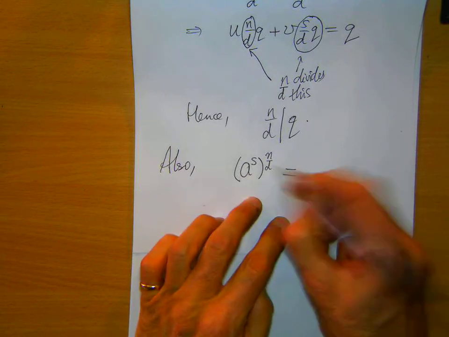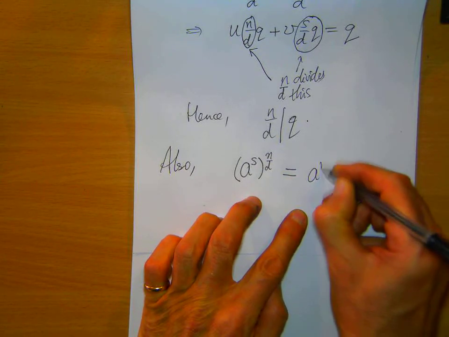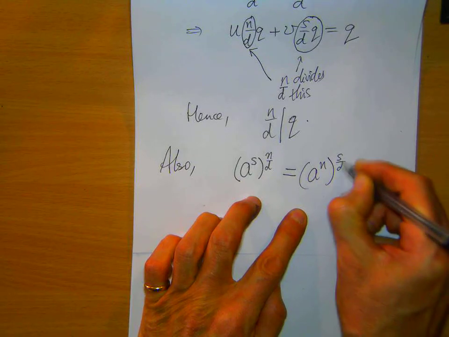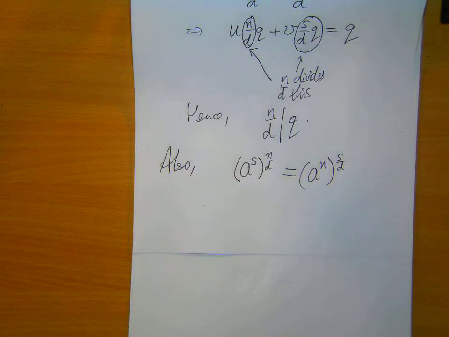Just rearranging the exponent using arithmetic in the integers, I can write this as a to the n to the power of s over d. I've just swapped the n and the s around. And again, d is a divisor of s, so s over d is a perfectly good integer. Well, it's not necessarily positive, sorry, because s isn't necessarily positive, but it's certainly an integer.